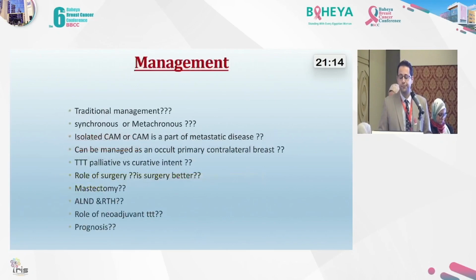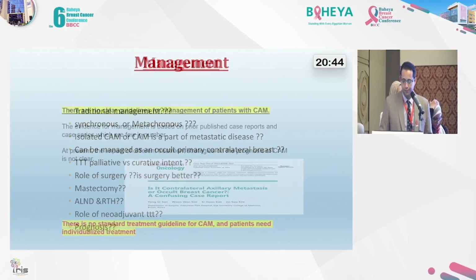Okay, sure. What's the management? The traditional management differs in synchronous or metachronous cases. We can manage this case as an occult primary, or palliate it, or treat it with curative intent. And when we treat with curative intent, what's the role of surgery? Do we do mastectomy, or just axillary lymph node dissection and radiation therapy? And what's the role of neoadjuvant treatment, and the prognosis of these cases?